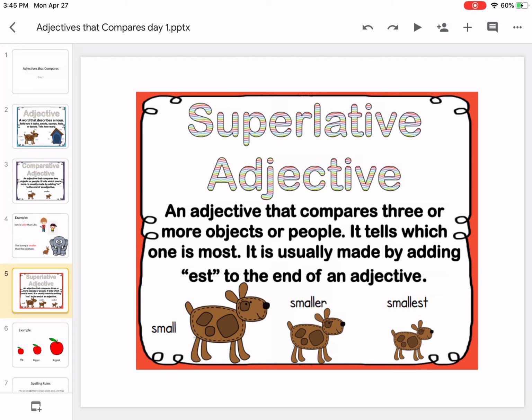These are adjectives that compare three or more objects or people. It tells which one is most. It is usually made by adding est to the end of an adjective. So let's look at our example. The adjective is small. The comparative adjective is smaller. And finally, smallest. So we're comparing three things here rather than two.